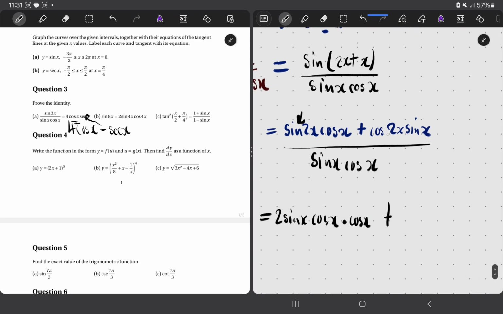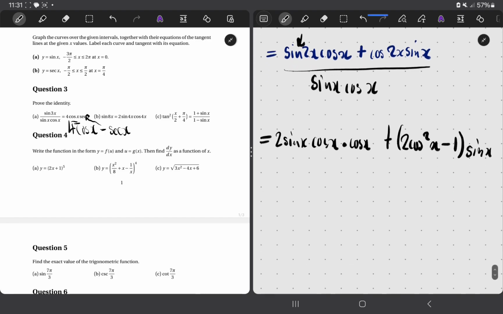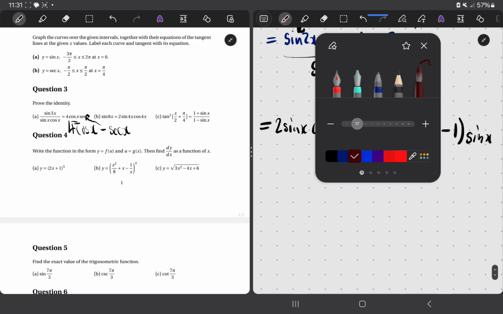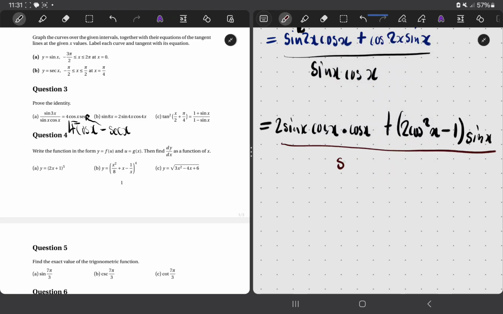Then plus, now here, cos 2x, what are we going to put? For cos 2x, we can put anything, but since I have a cos and a cos, I know these two coses will become cos squared. So for cos 2x, I also go to the one here, cos squared, which is going to be 2 cos squared x minus 1. And this is multiplying sine x. So now what will I end up having? Well, this is still all over, please. I forgot. It's still all over sine x cos x.